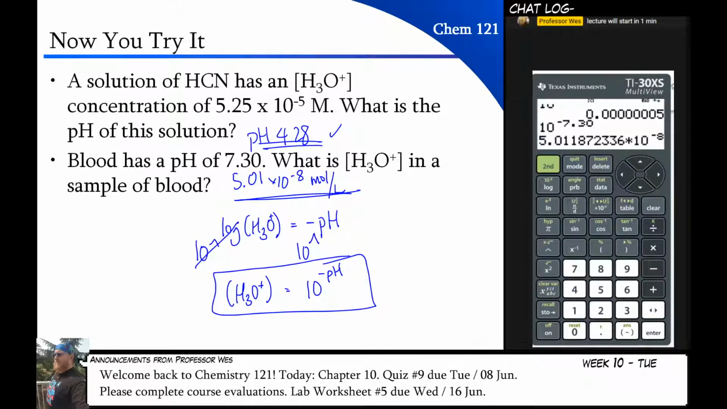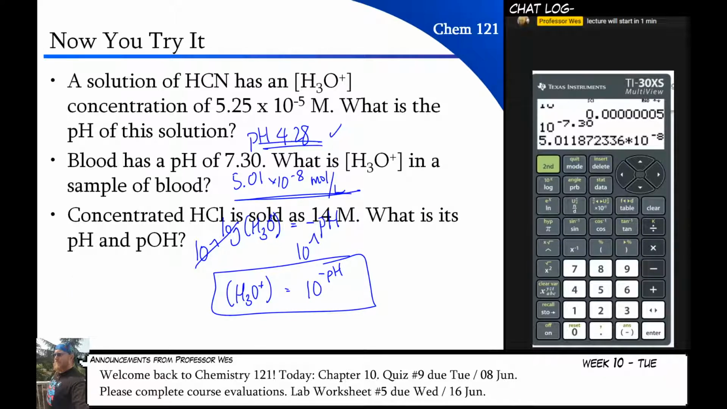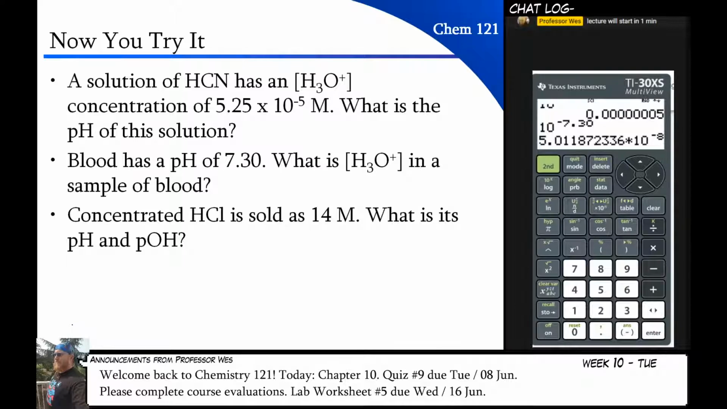All right. Last question you can do on your own. I don't think this is particularly difficult. Concentrated HCl is sold as 14 molar. What is its pH and pOH? You're going to get a number that is below 0 for the pH and a number that is above 14 for the pOH, and that's intended. So, all right. And there's the homework practice for this section.